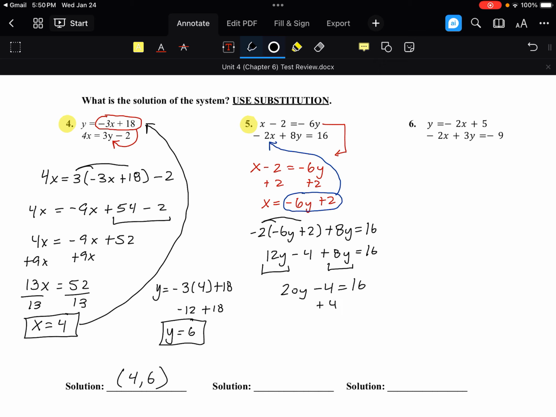I can then add 4 to both sides, and I'm going to get 20y equals 20. I can then divide by 20, and I should get y equals 1. Now that I know what y equals, I'm just going to plug it back into one of the equations. I'm actually going to plug it back into the one I rewrote. So if I plug that back in there, I end up with x equals negative 6 times 1 plus 2. Negative 6 plus 2 is a negative 4. So that means my solution in this case is the point negative 4, 1.